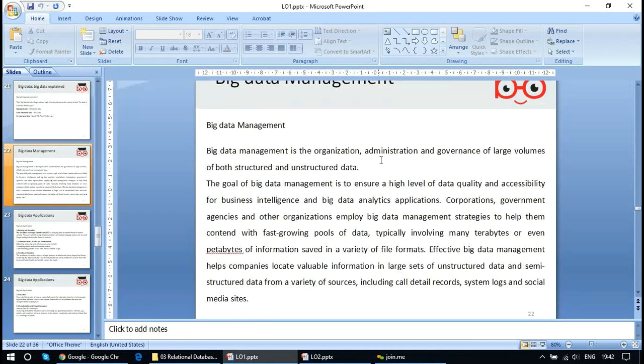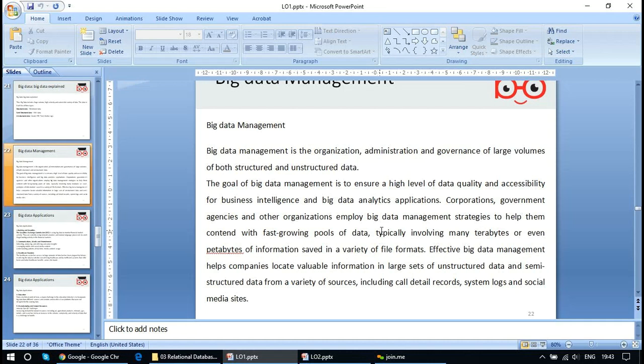Now, big data management is the organization, administration, and governance of large volumes of both structured and unstructured data. It's not only the case that everything is under control and under a schema; if it is unorganized, for example any data in a Word file, then obviously it is unstructured. Big data also manages it, so it ensures a high level of data quality and accessibility for business intelligence and big data analytic applications.